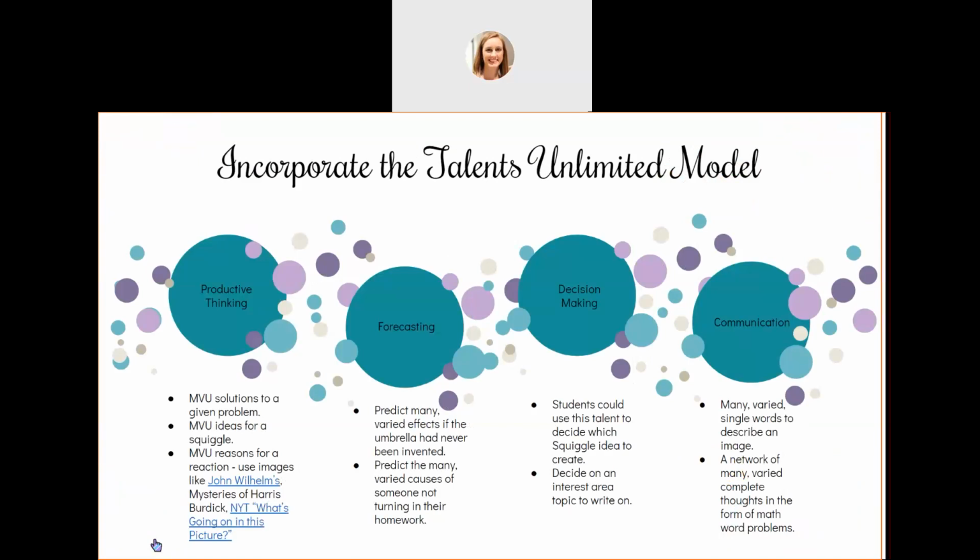You could get many varied, unusual ideas for a squiggle. So, we always ask kids to brainstorm a list of things they could turn their squiggle into. So, this would play right into one of those transformation activities. You can also ask students to give the many varied and unusual reasons for a reaction. And you can use images like John Wilhelm's images, the Mysteries of Harris Burdick images, or you can get images from the New York Times, What's Going On in This Picture.